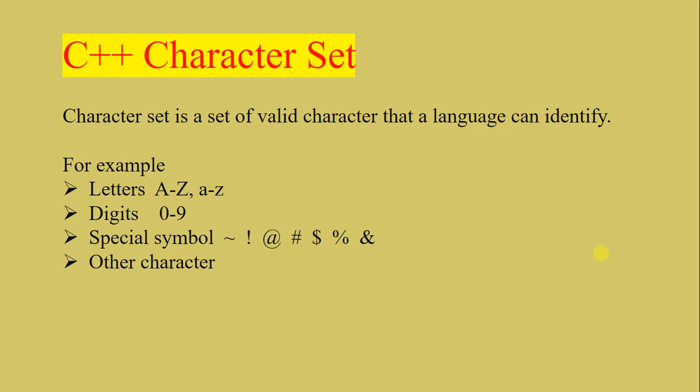C++ character set. A character set is a set of valid characters that a language can identify. For example, letters capital A to capital Z, small a to small z, digits 0 to 9, special symbols, and other characters. Suppose I'm writing a program in C++ and I'm using some Chinese alphabet. Since C++ does not identify this Chinese alphabet, it is not part of the C++ character set because it is not a valid character.